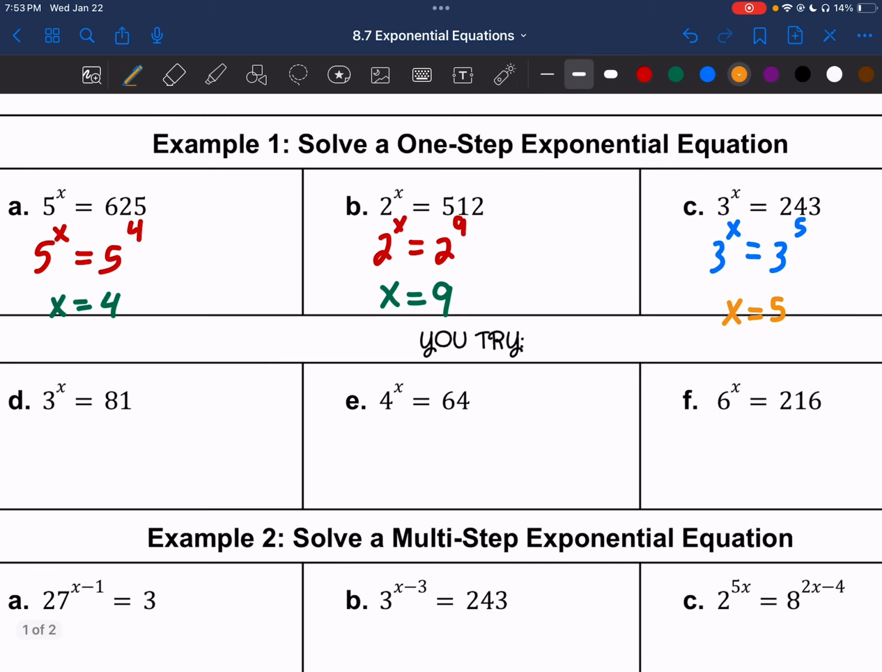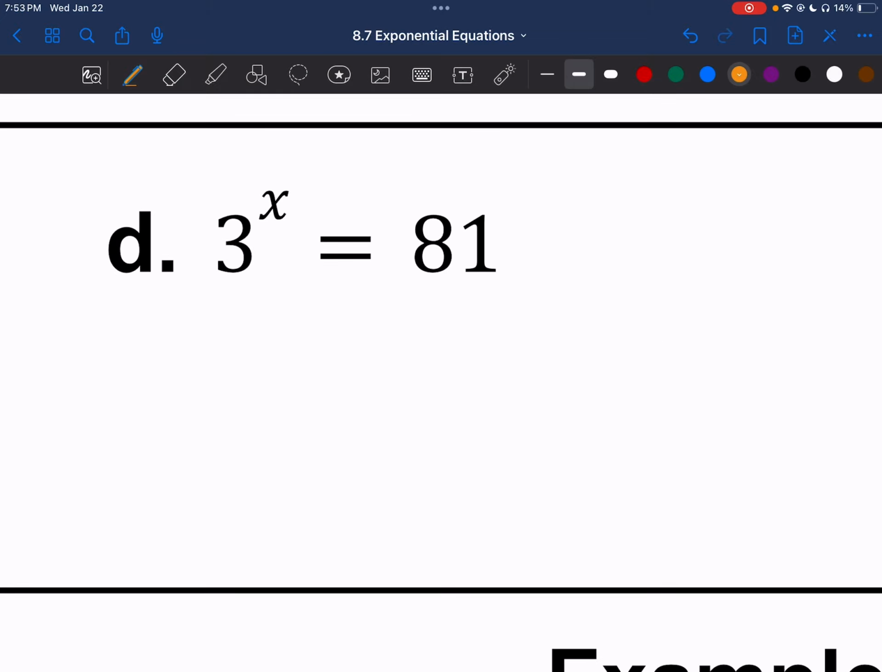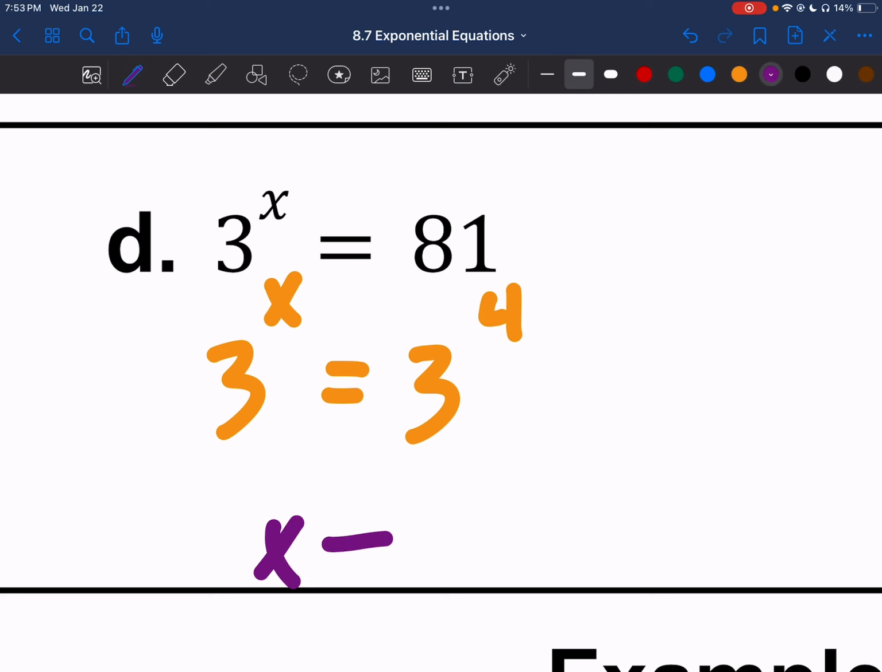All right, you're going to try letters D, E, and F on your own, and then check your work against mine. So letter D, we've got 3 to the x power is equal to 3 to the something power. Now, we just went through all of our multiples of 3, and we found that 3 to the fourth was equal to 81. So that means x is equal to 4.